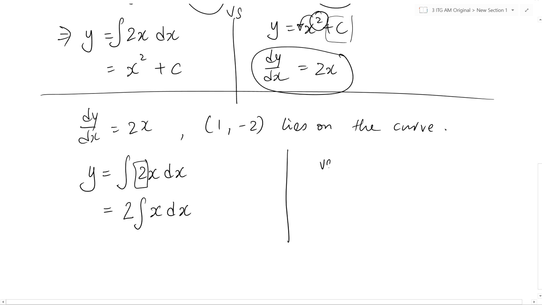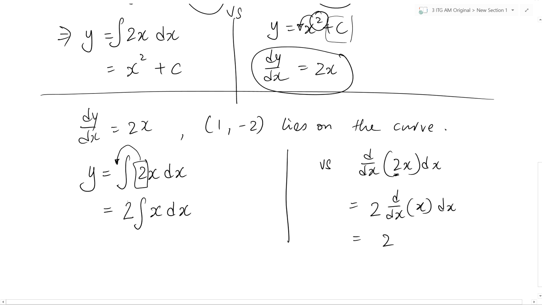Compare this with d over dx of 2x with respect to x. When we have a constant, we can simply bring out the 2 and differentiate x with respect to x. So this gives us 2. Same thing, we're going to bring this constant out and we're going to integrate x directly by itself.